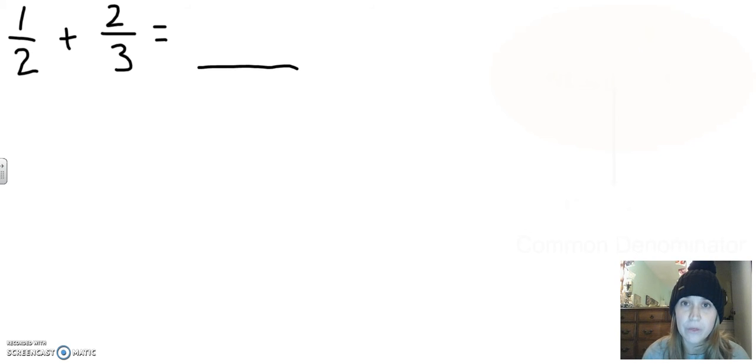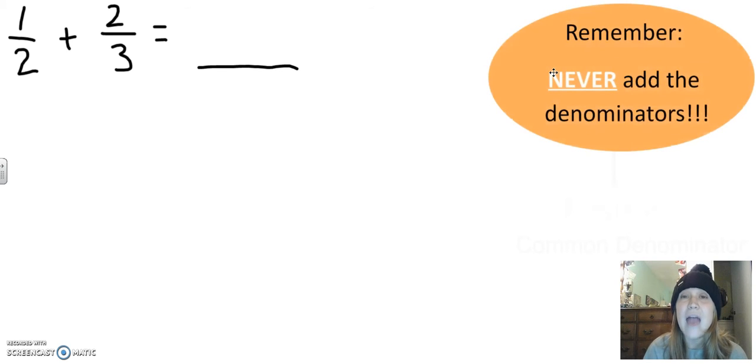1/2 plus 2/3. Now in 4th grade, you were adding fractions with like denominators. The denominators were the same, and you remember from 4th grade that we can never add the denominators when we're looking at fractions. That's the same when we have unlike denominators as well. We can't just go across and add the numerators and add the denominators and be done with it.